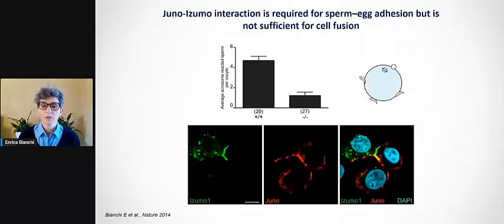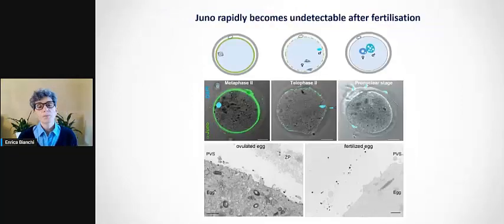And then we wanted to check whether this binding pair Juno and Izumo was also sufficient to induce fusion in cells. And to do so, we expressed the two proteins in two different batches of cells, mixed them together, and checked for fusion events. But we could never detect any fusion between cells expressing Juno and Izumo, and this indicated that Juno and Izumo are essential for binding, but they are not sufficient for fusion.